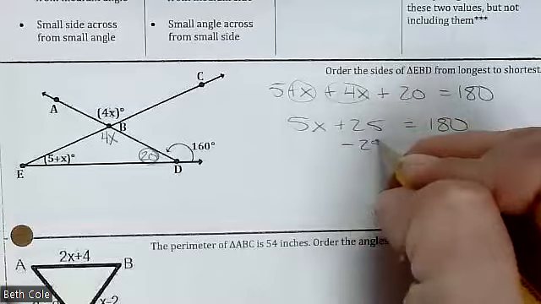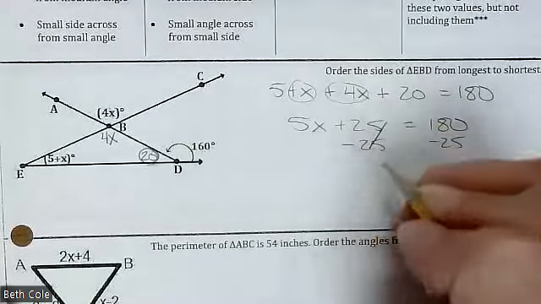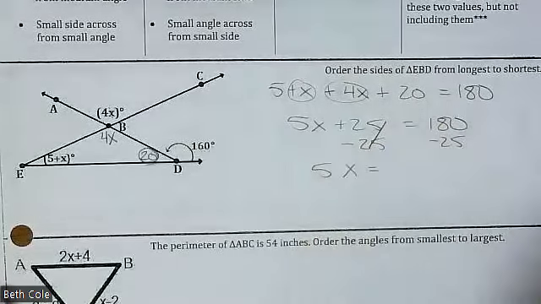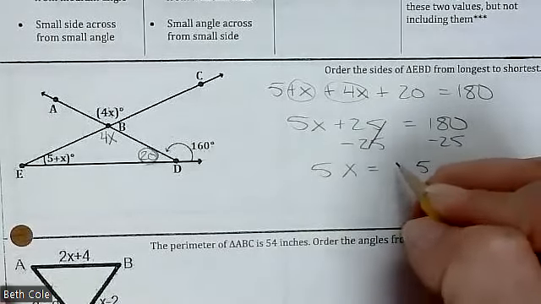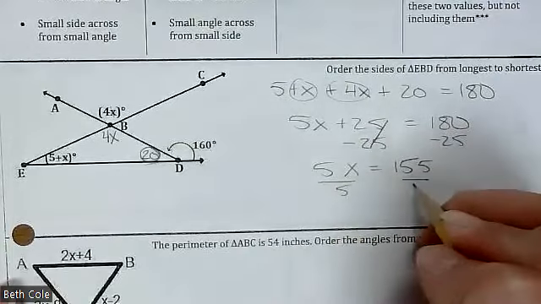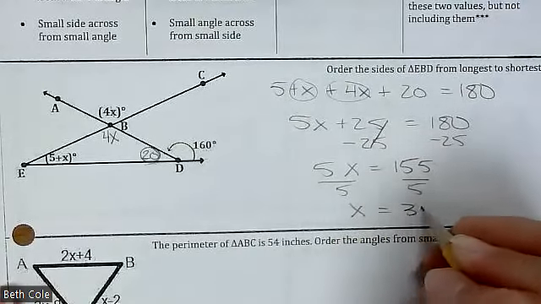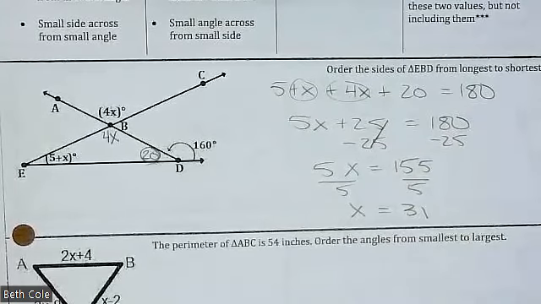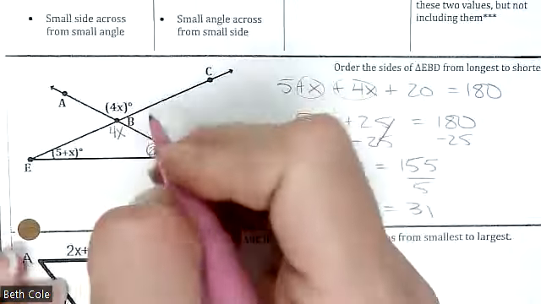And then we're going to subtract the 25. And so that would be what, 155? And then divide by 5, and we're going to get 31. So we found x, that's good. I'm going to plug that back in to label all my angles, and here I'll use a different color for this. So we know this one's 20.